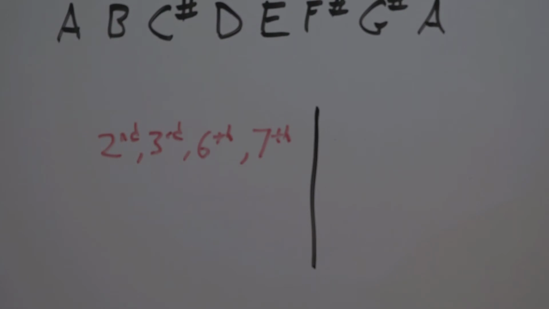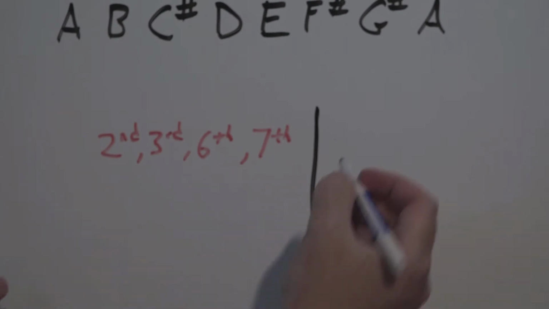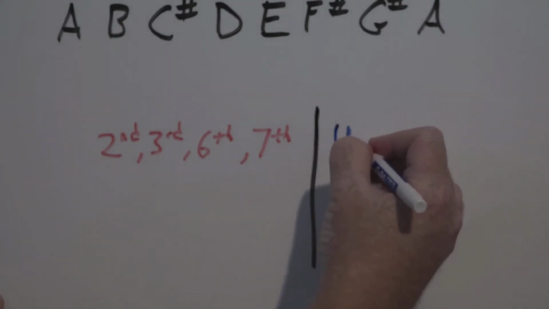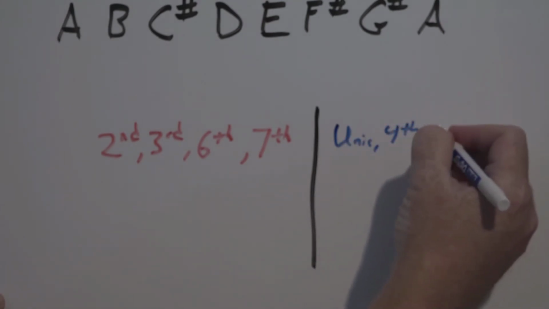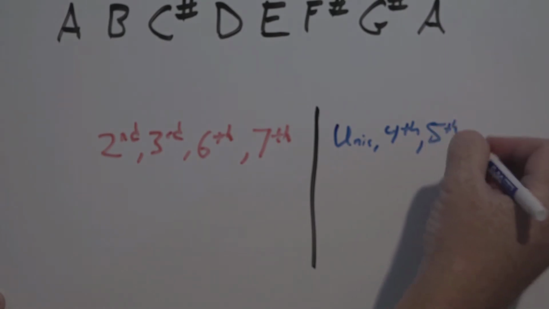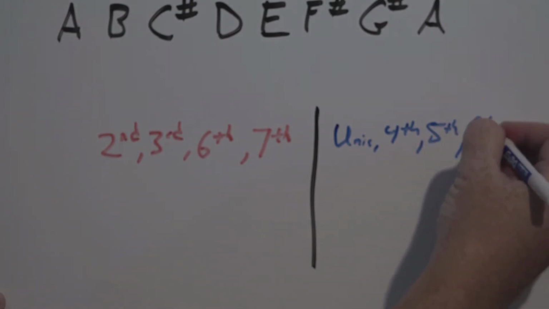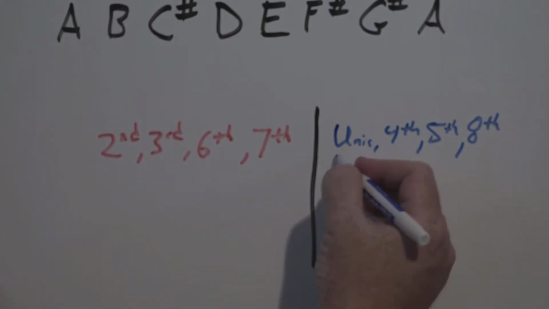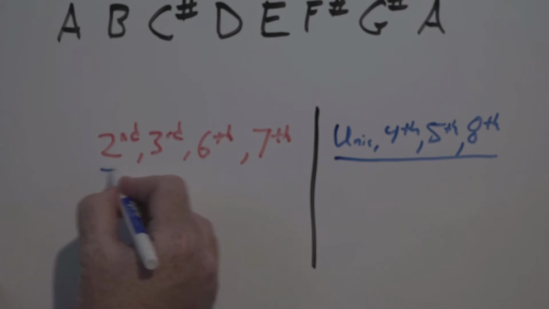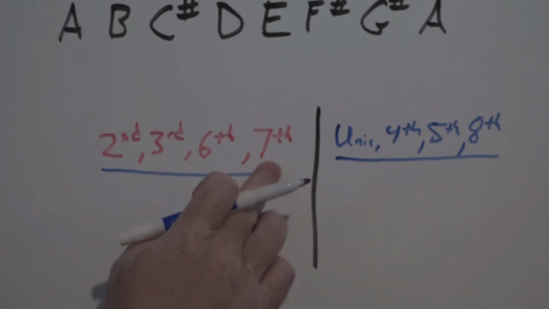I used the blue color for all of the unisons, fourths, fifths, and octaves. So those are going to be treated differently.